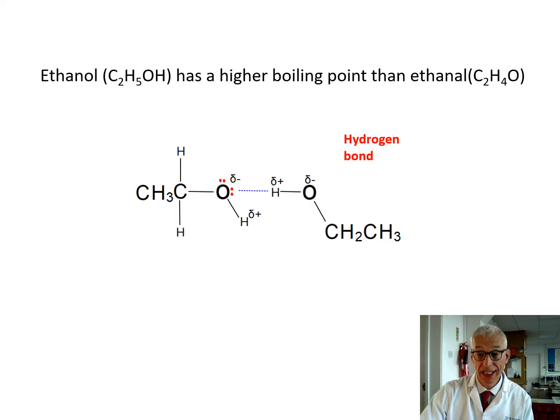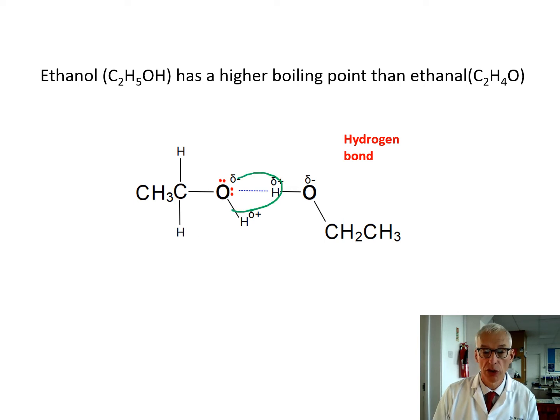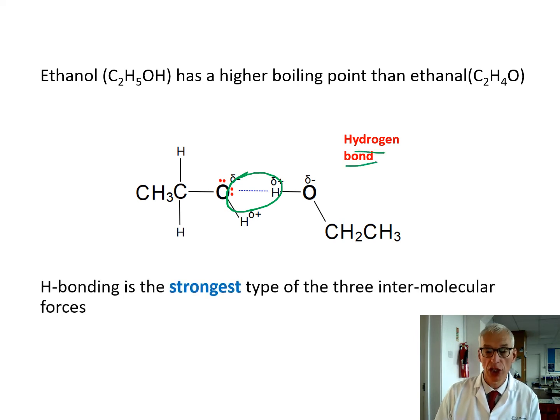So here I have added in a dotted line to indicate the hydrogen bond. So here is our hydrogen bond, which is normally indicated by a dotted line between the lone pair of electrons on an oxygen, delta minus, and hydrogen delta plus of a neighbouring ethanol molecule. That blue dotted line on my diagram is the hydrogen bond. It is the strongest type of intermolecular force.